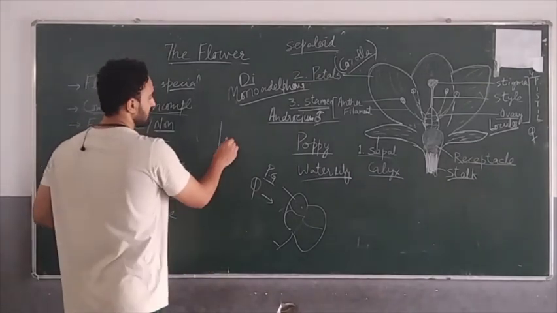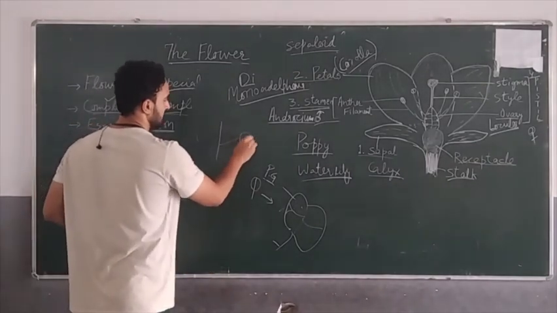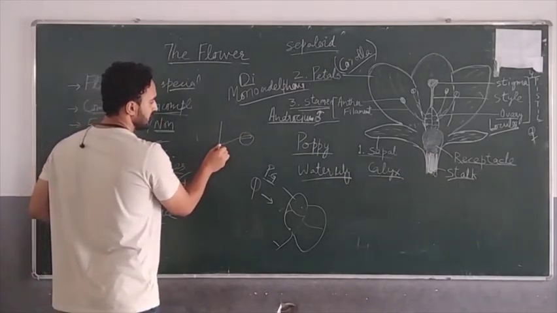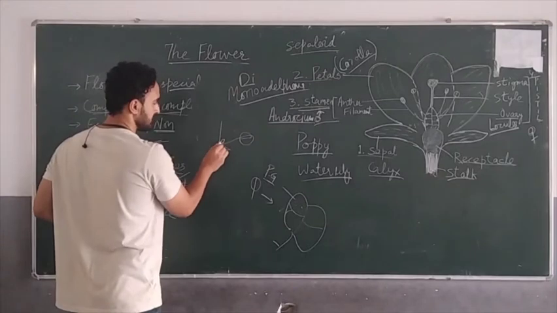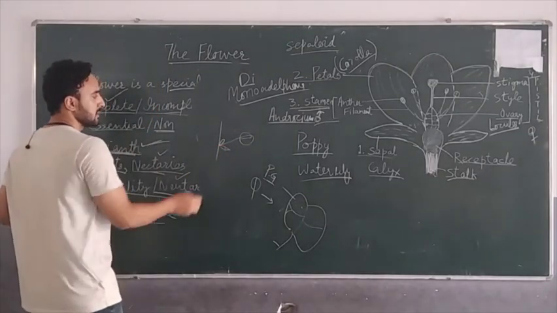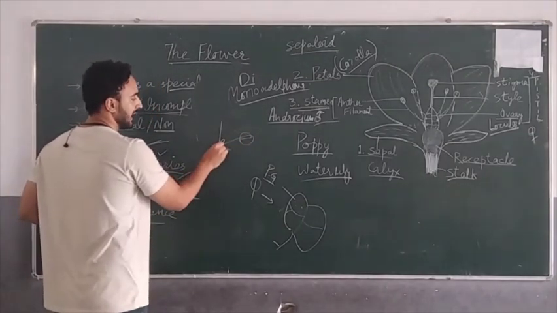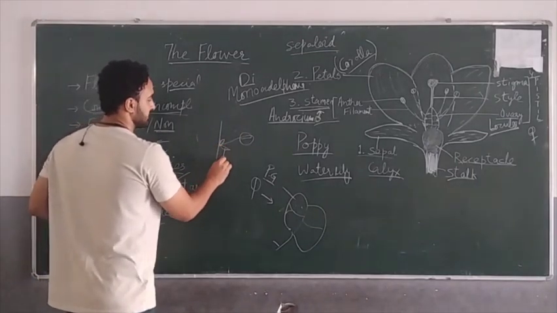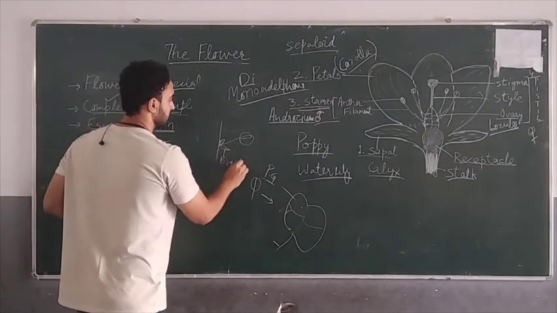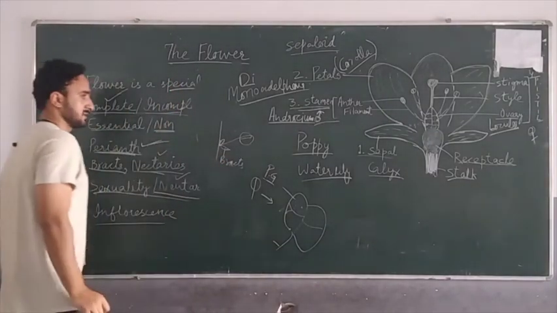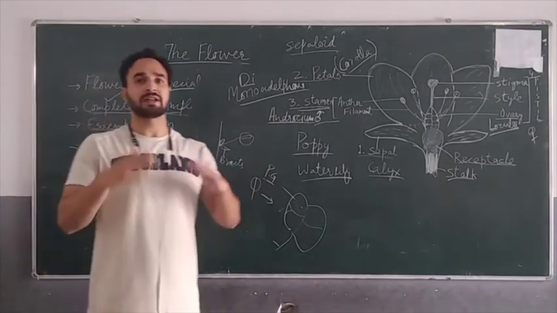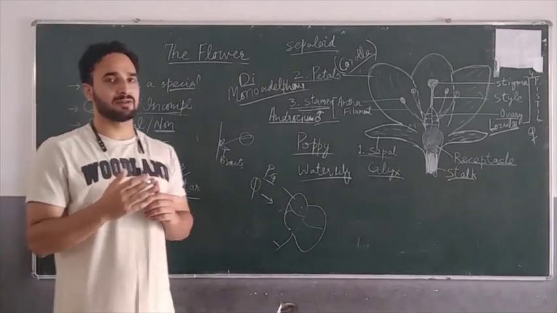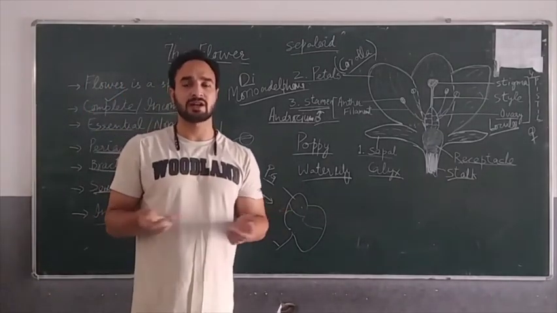Sometimes a flower arises in the axil of leaves. These are the leaves, leaf-like structures. So the flower is arising from the axil of the leaves, and these leaf-like structures are called the bracts. Usually these bracts are green in color, but in some flowers, they are colorful.